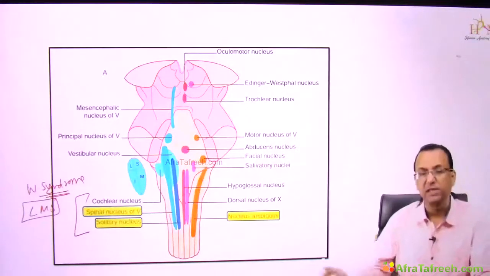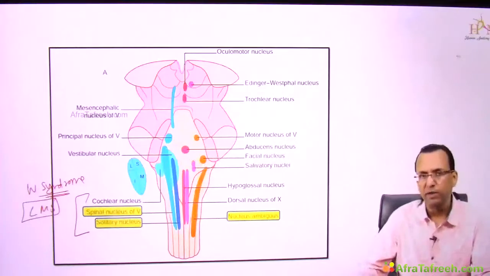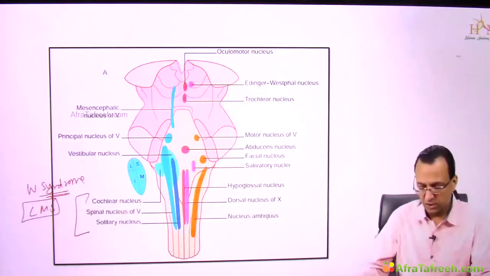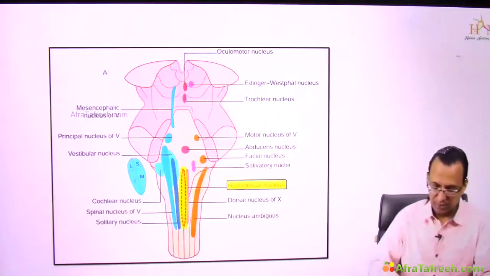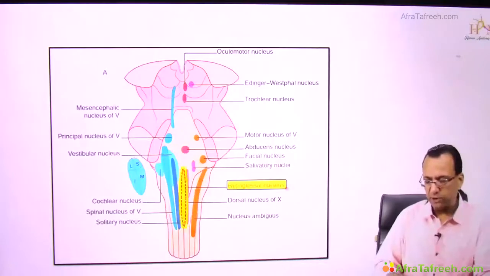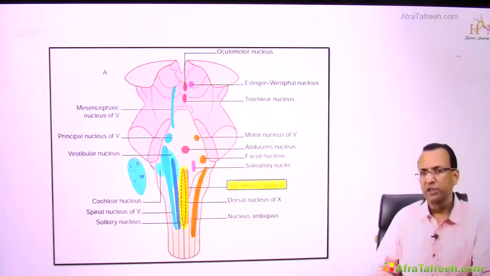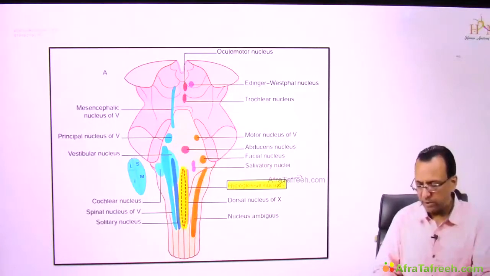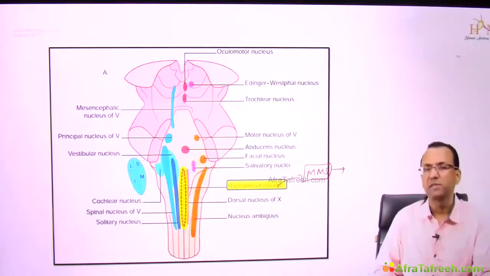Then which nucleus is not involved in Wallenberg syndrome? The nucleus which is near the midline. Who is that? The 12th nucleus. If you remember, we have discussed 12th nucleus is near the midline, so it will be affected in which syndrome? Medial medullary syndrome, leading to muscle paralysis, tongue muscle paralysis.